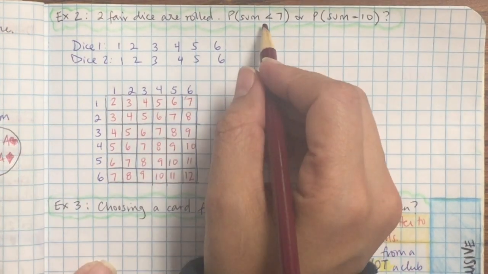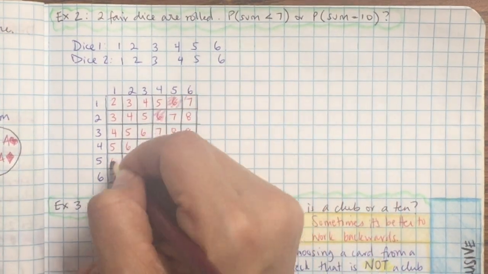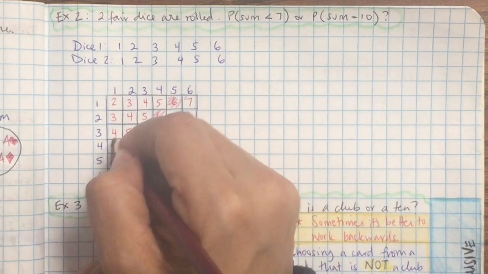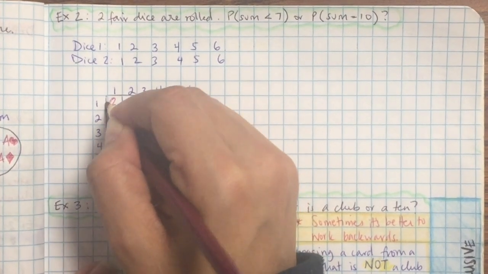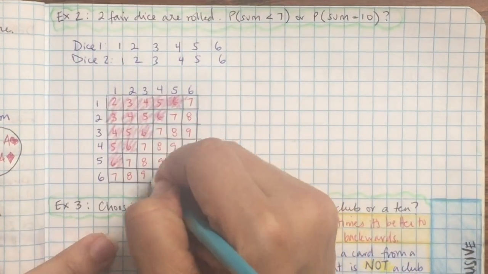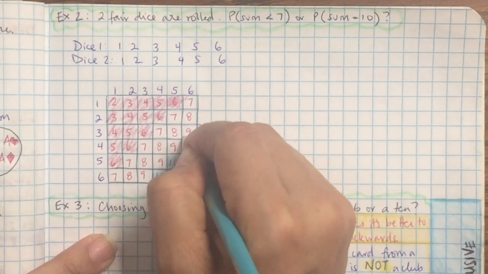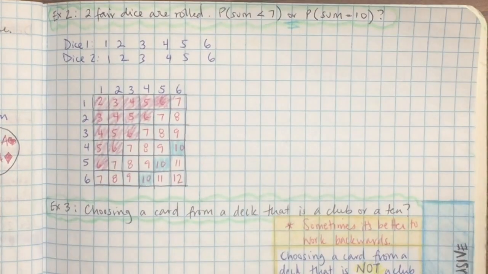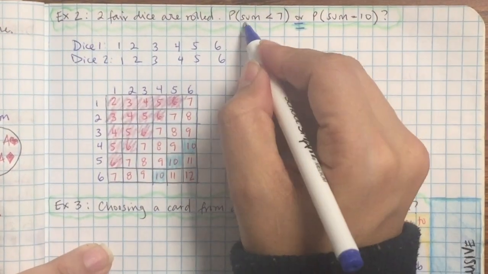Right, so these are all the possible sums I can get from rolling the dice. Probability that it's less than 7 is every number less than 7, not including 7. So I've shaded in all the numbers that are less than 7. Probability that it's exactly 10, so shade in exactly what's 10. So you can see they're exclusive because there's no overlap, right?